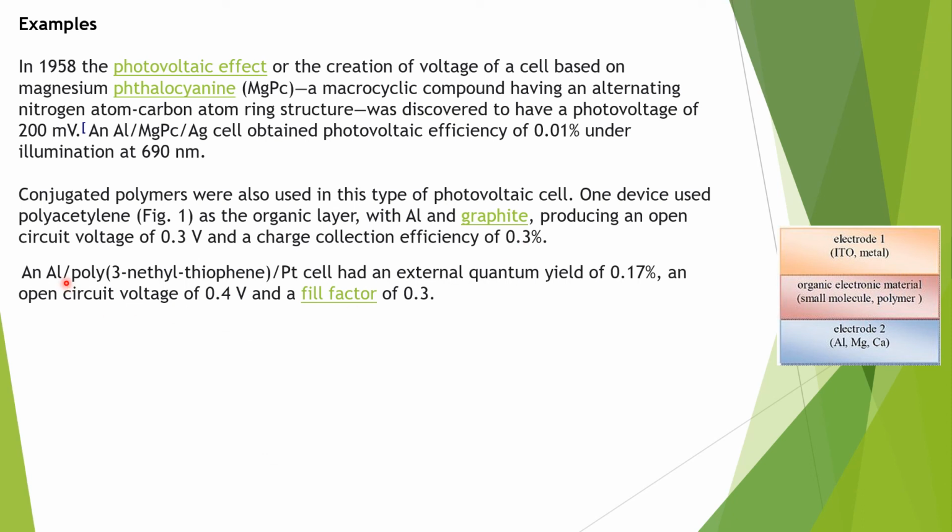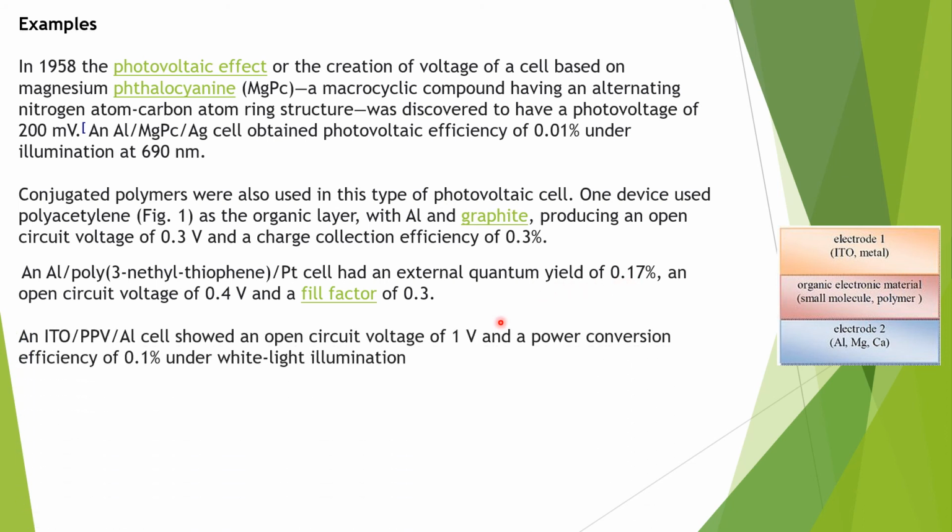Next one is aluminum and platinum. Here it will be aluminum, it will be platinum, and in between is poly-3-methyl-thiophene, and it has an efficiency of 0.17%. Then, given here is ITO, aluminum, and a PPV layer in between. They are known to have an efficiency of 0.1% under white light illumination.